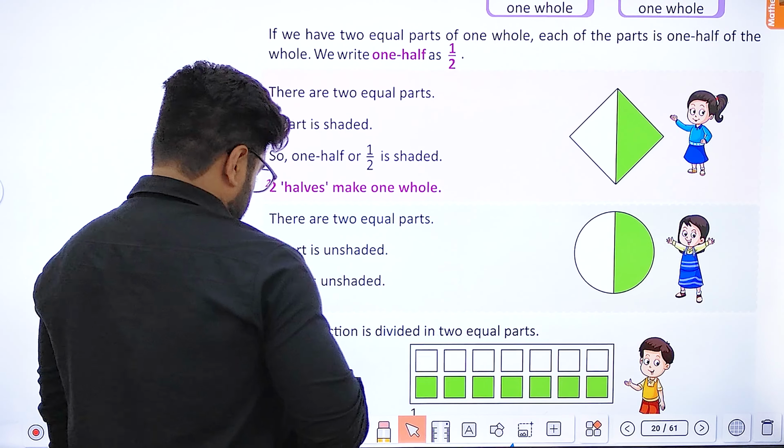Now come to next. So here is one more statement, that is two halves make one whole. Okay. So here we are having another portion. Here we are having 1/3. So 1/3, 1/3 and 1/3. So in 1/3 we have to divide the whole picture or image or anything into three equal parts. So here we have three equal parts and we have shaded one single part. So this is our 1/3 part.